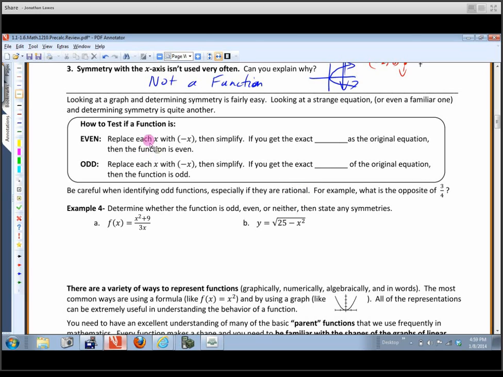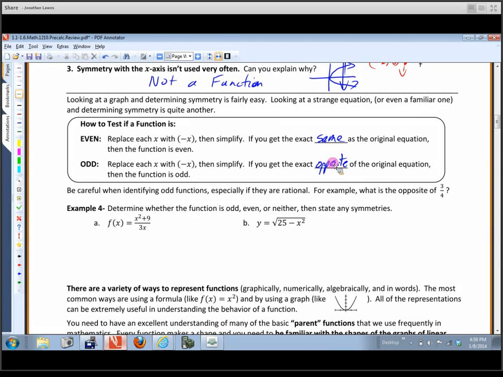So the test starts out the same. Replace every x with a negative x and then simplify. If you get the exact same as the original equation, then it's going to be an even function. If you get the exact opposite, then it's going to be an odd function. And if you don't get something that's exactly the same or something that's the exact opposite, then we say it's neither. It doesn't display either of those types of symmetry.